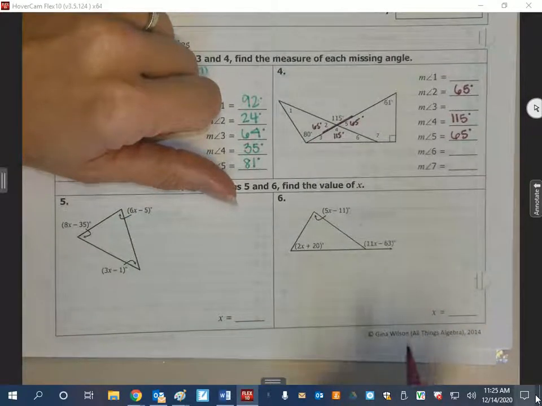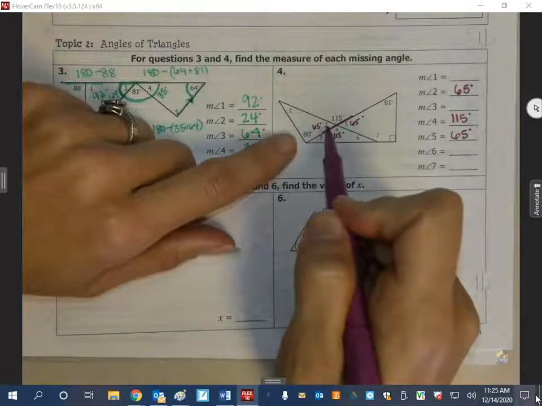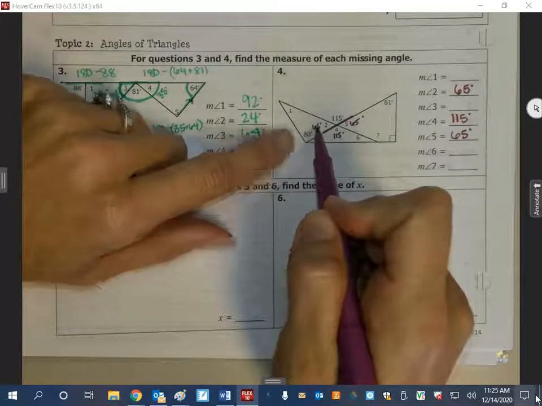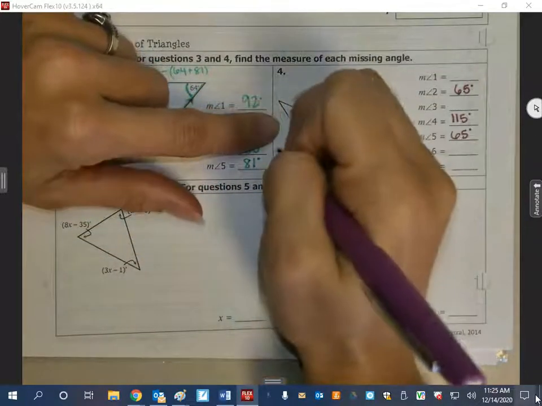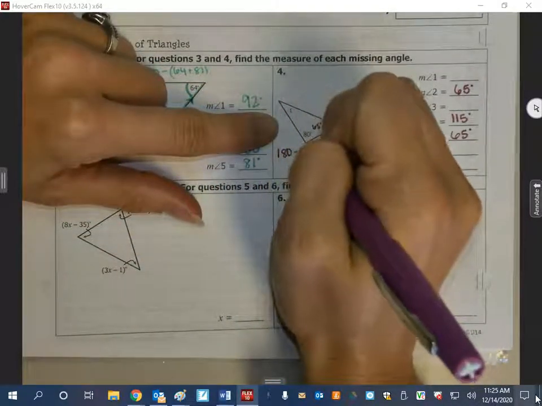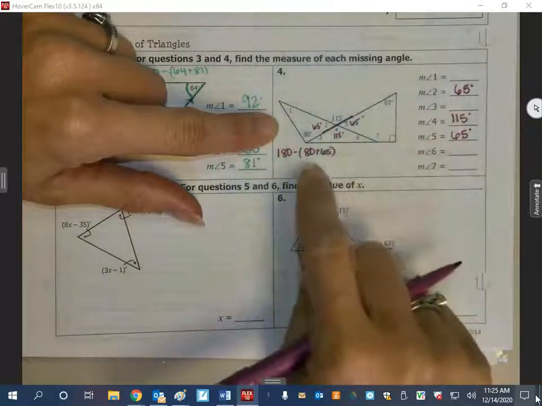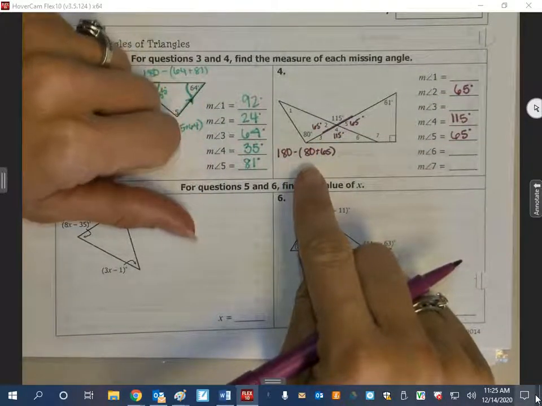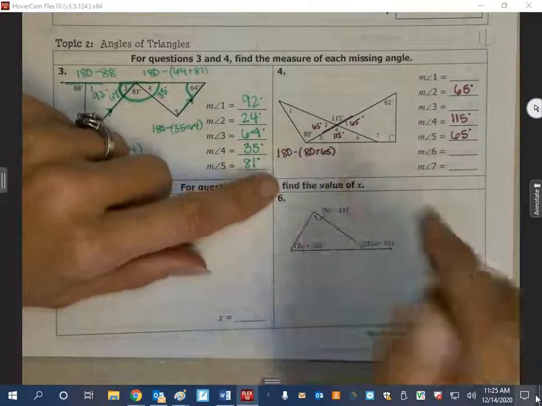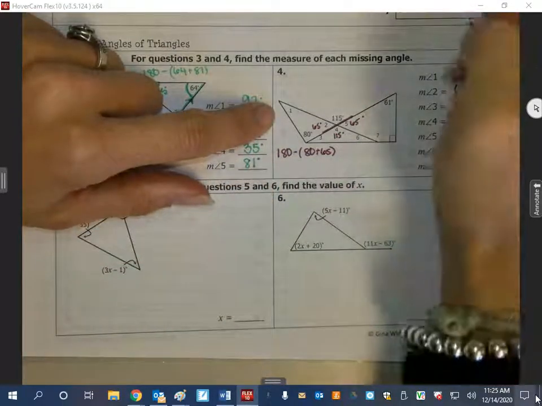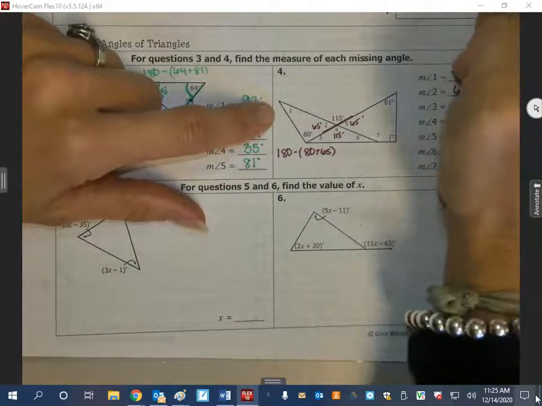All right, so now that we know that angle 2 is 65 degrees, we have 80 and 65, so we can find angle 1. So we're going to do 180 minus (80 plus 65). 80 plus 65 is 145, and 180 minus 145 is 35. So angle 1 is 35 degrees.